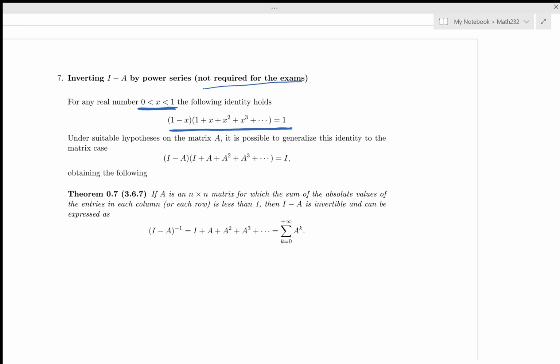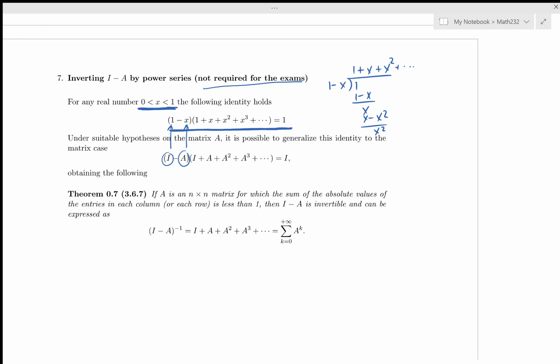You can check this by taking 1 minus x and dividing that into 1. How many times does 1 go into 1? 1 time. 1 minus x, subtract, x. How many times does 1 go into x? x times. x minus x squared, x squared. How many times does 1 go into x squared? You get the idea. So you can show this by long division, and doing exactly the same thing, where I plays the same role as 1 and the variable x is replaced by the matrix A, we have exactly the same identity in the matrix case.